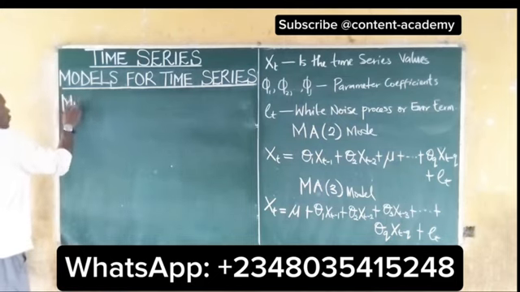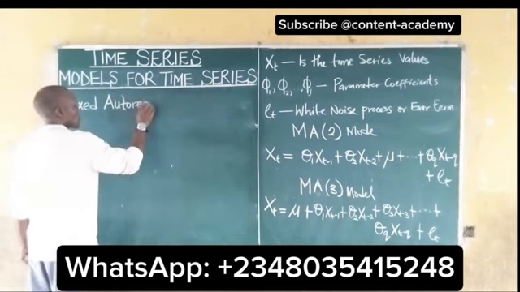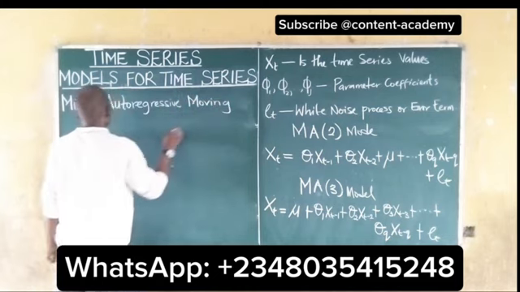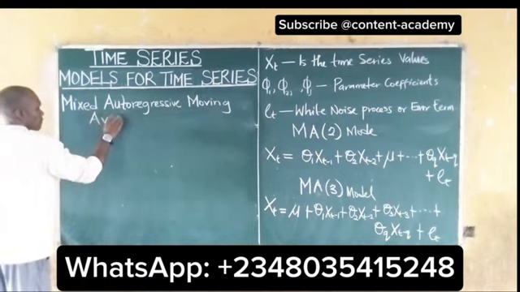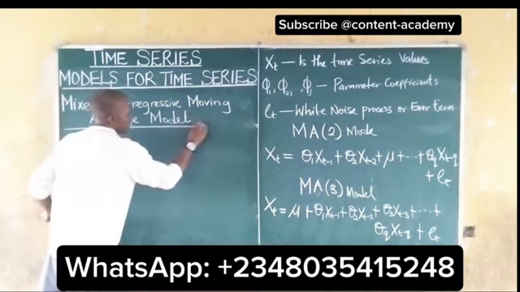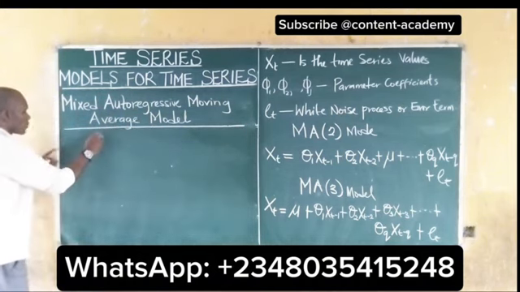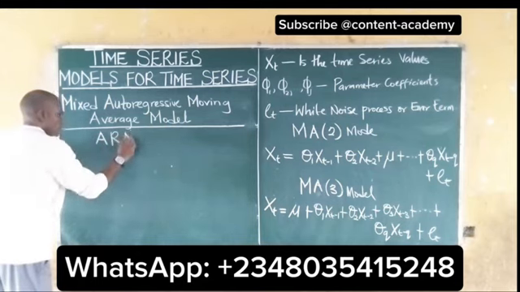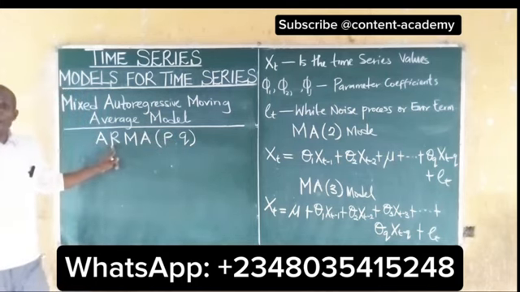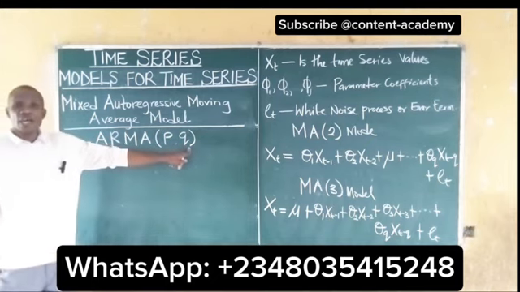So it is called the mixed auto-regressive moving average model. The mixed auto-regressive moving average model is denoted as ARMA of order p, q. The auto-regressive model is of order p, while the moving average model is of order q.